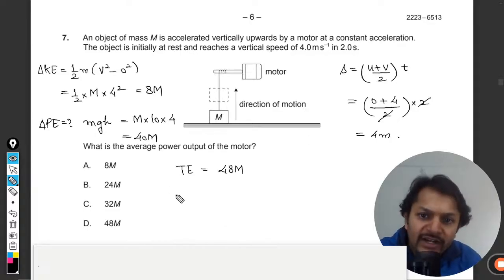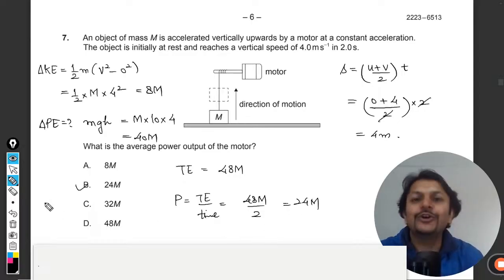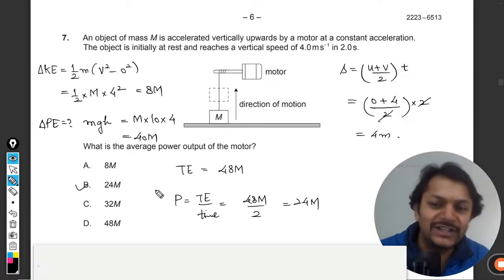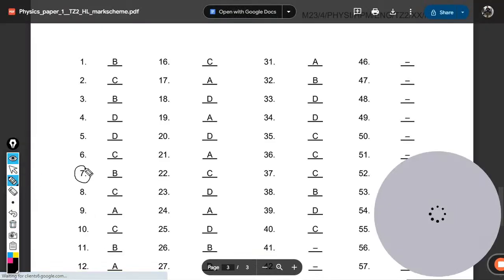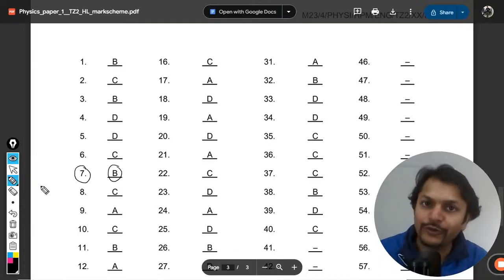But we want to find the power. So power is total energy divided by the time, which is clearly 48 m divided by the total time, which is 2 seconds. So our answer will be 24 m. So your answer will be B. Okay, so this is it. Let us see what is the correct answer from the mark scheme, and my answer is B. And yes, for question number 7, the answer is B. This is how we do this question, and this is a very beautiful question. It's a very tricky question, no doubt about that.